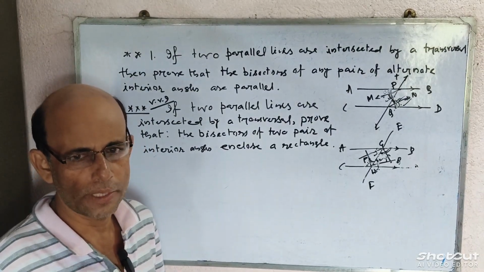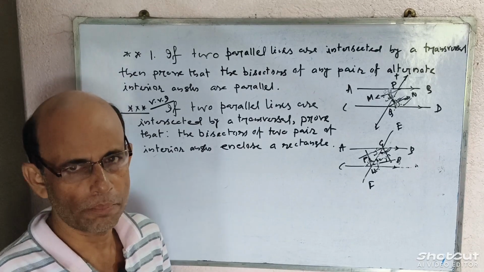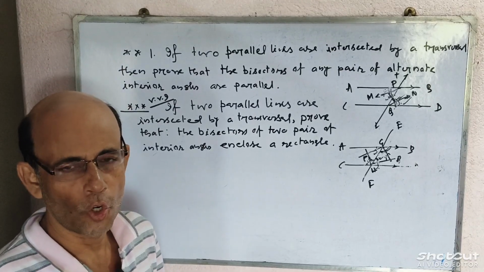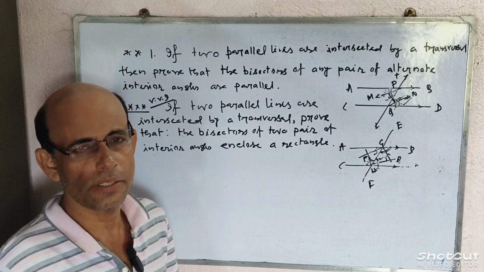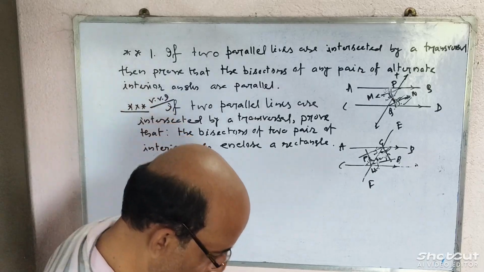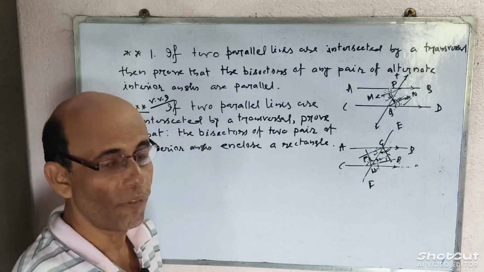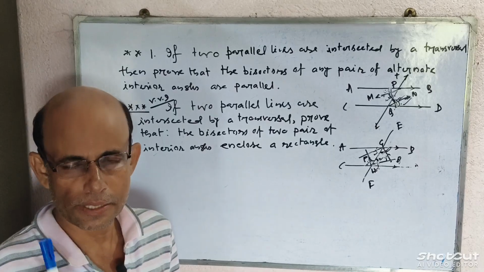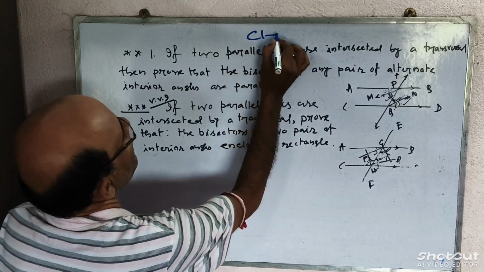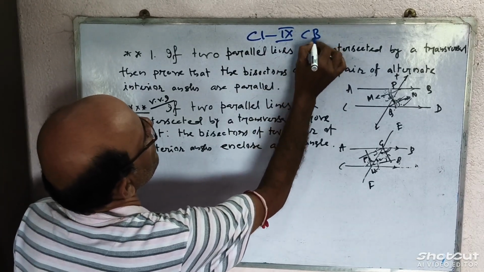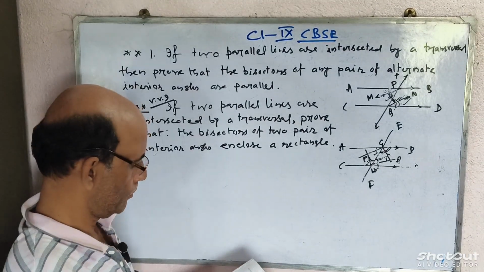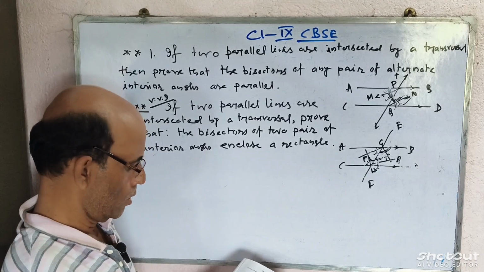Today in this video I will discuss with you some important sums related to lines, angles, triangles. These sums are not to find something, this is proof, which you may be facing some difficulties with. These sums are very important if you are in class 9 CBSE, and also for the students of 7 and 8 in ICSE. Let's start.